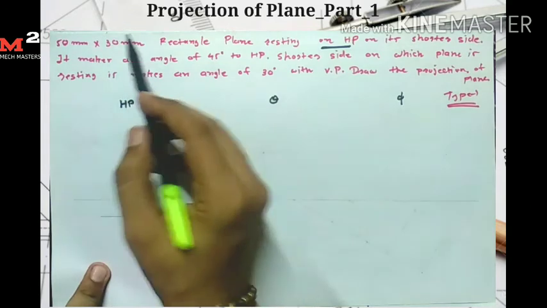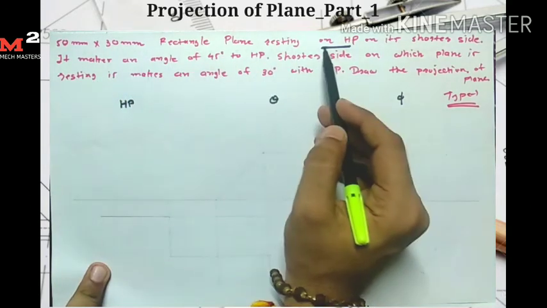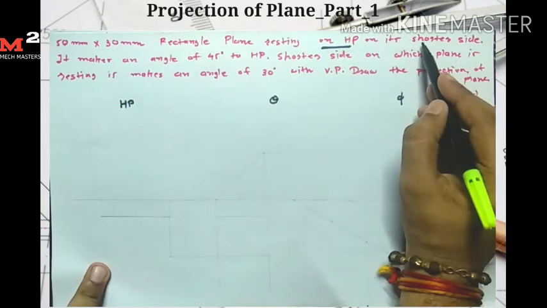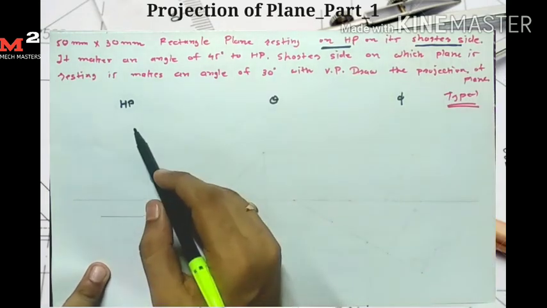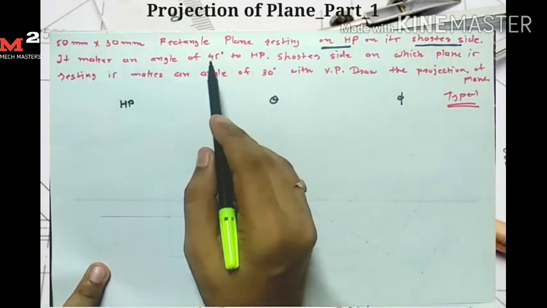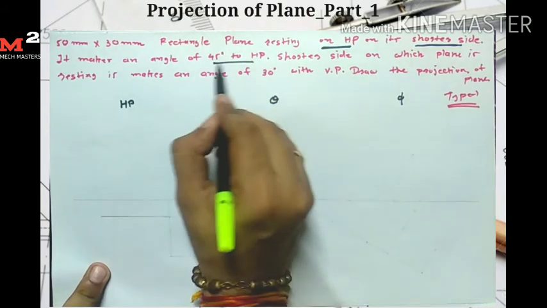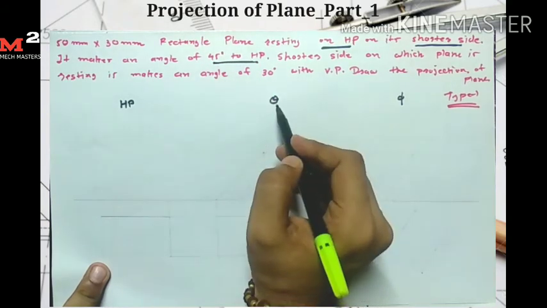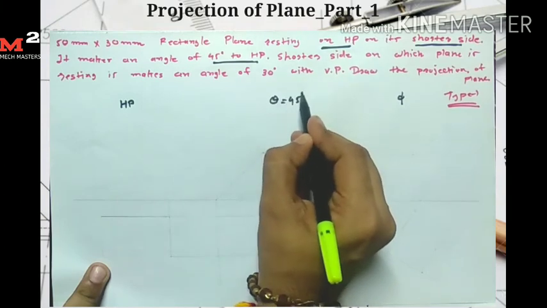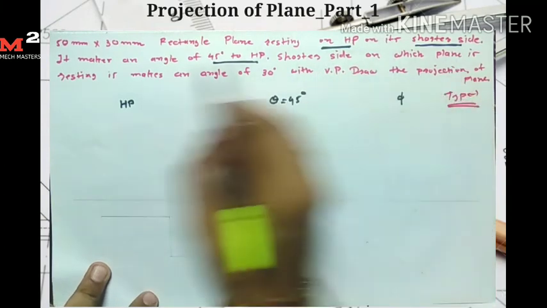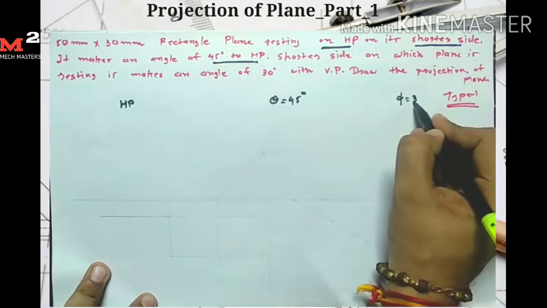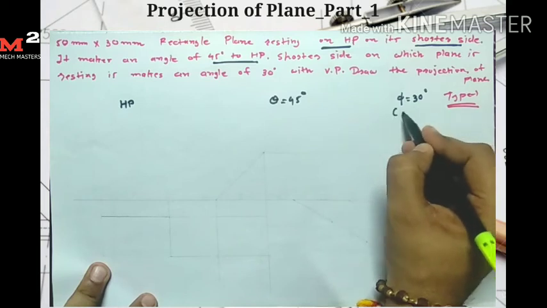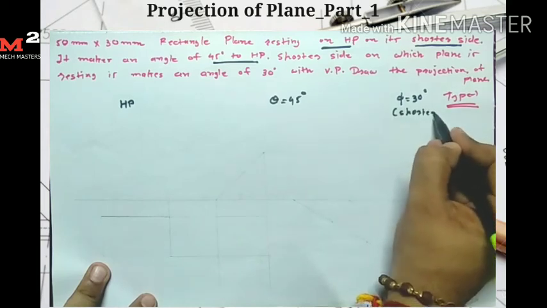Here in the question it is given that the 50 mm by 30 mm rectangular plane is resting on HP on its shorter side. So I draw its shorter side on the left side. It makes an angle of 45 degrees to HP. The angle made with the HP is indicated by theta, so theta is equal to 45 degrees. The shorter side on which the plane is resting makes an angle of 30 degrees with the vertical plane, so phi is equal to 30 degrees.